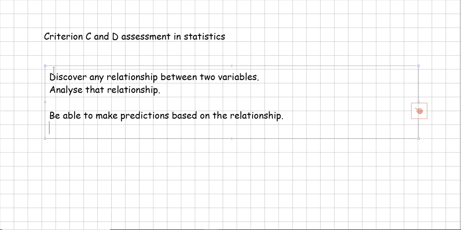Because that's the thing with it, we're doing what's called a statistical model. So we are trying to look at the relationship between two variables so that we can say, well, assuming this relationship carries on in the way it has done up to this point, can we predict what's going to happen next? Okay. And why might we want to do that?